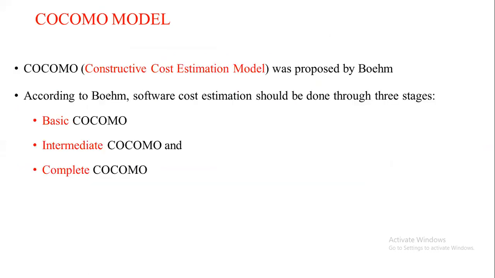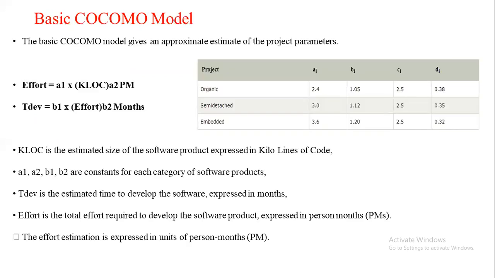As I told you, the COCOMO model is a cost estimation model developed by Boehm. He categorized the model into three stages: basic COCOMO, intermediate COCOMO, and complete COCOMO. Let us see all three stages. The first one is basic COCOMO.